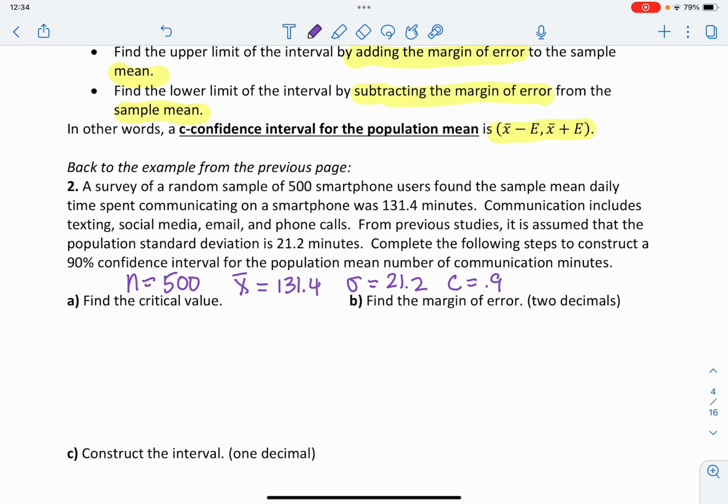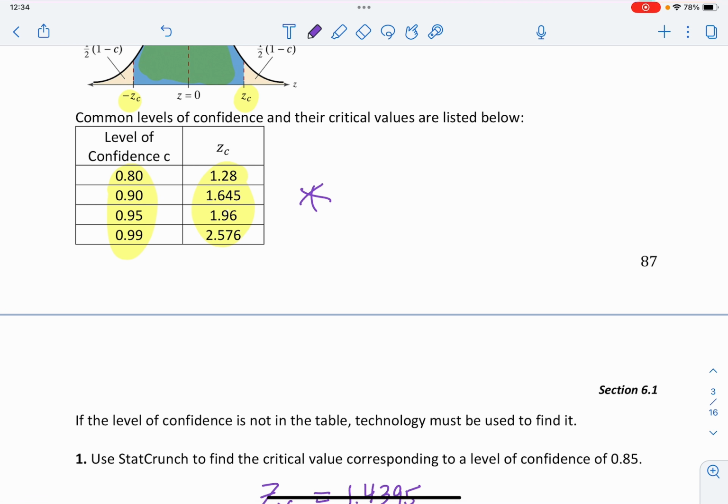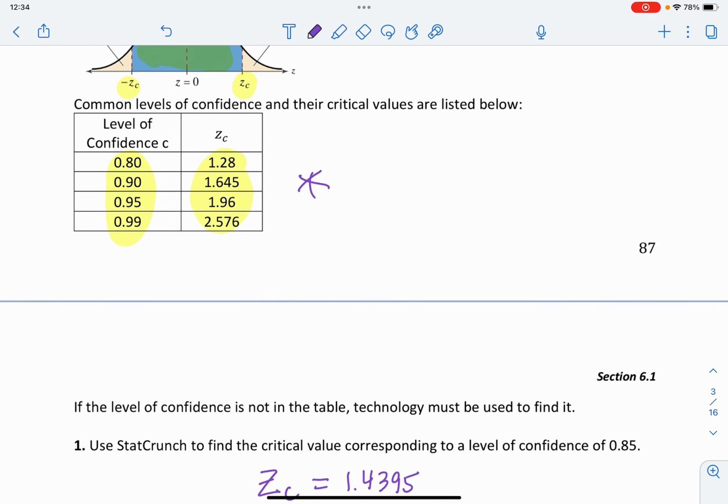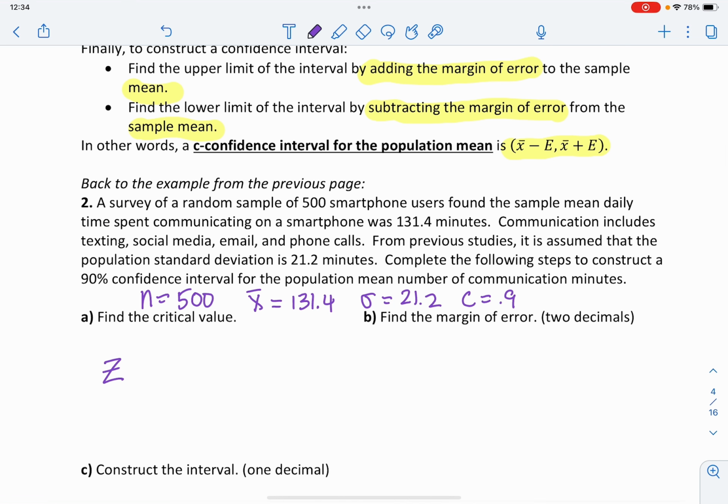I just associate a variable to each one. First thing is I need to find that critical value, and that's based off of the level of confidence of 90%. I can go back to my little table. At 90%, I see that is 1.645, so I'll write that down here. So Z sub C is 1.645, and I'm good.